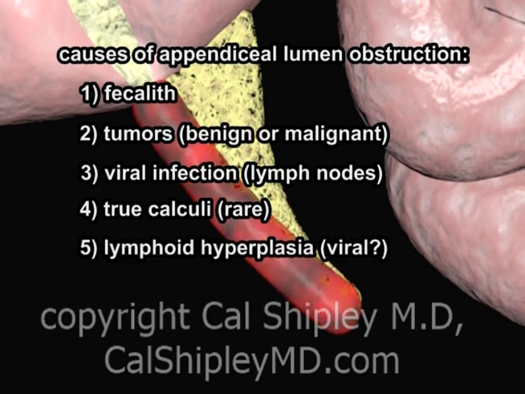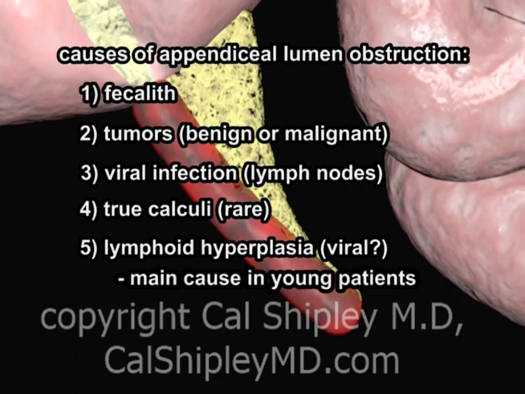And finally, lymphoid hyperplasia, swelling of the collections of lymphoid tissue contained in the appendiceal wall, as depicted earlier in this presentation. Like lymph node enlargement, lymphoid hyperplasia may occur as a response to an infectious agent, such as a virus. Many experts feel that lymphoid hyperplasia is the most common cause of luminal obstruction in the young, whereas the first 4 causes are more likely to occur in older patients.